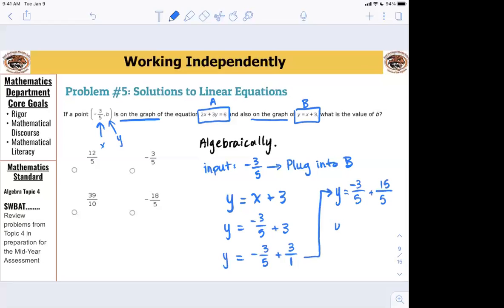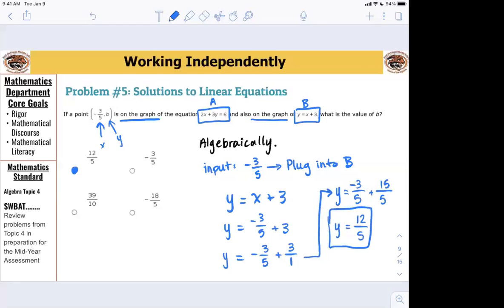So now I'm doing -3 plus 15. What do I get? 12 over 5. And that is my output, so that is my answer, 12 over 5. That's what we had to do for this one.